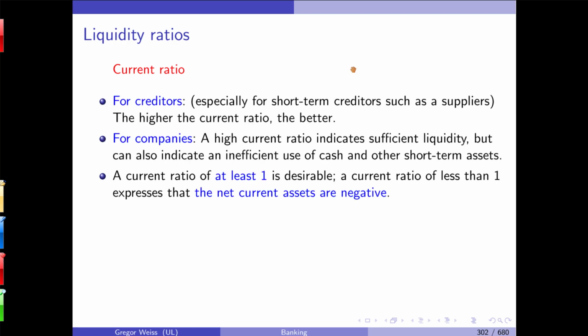For creditors, the higher the current ratio, the better. If the company has more liquidity, they are more likely to pay back its liabilities and not to default. For companies itself, it means the higher the current ratio is, the more inefficient the company is at using excess liquidity. So a high current ratio is actually not desirable for the company, because we are just sitting on a pile of liquidity and we are not putting it to any good use. So a current ratio of at least 1 is necessary, but it shouldn't be much higher than that.